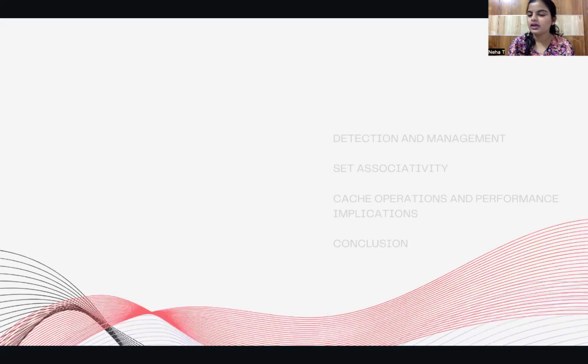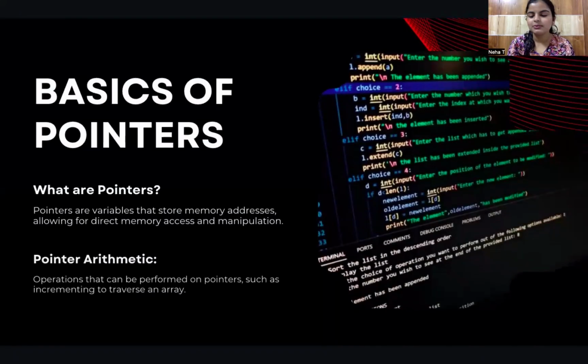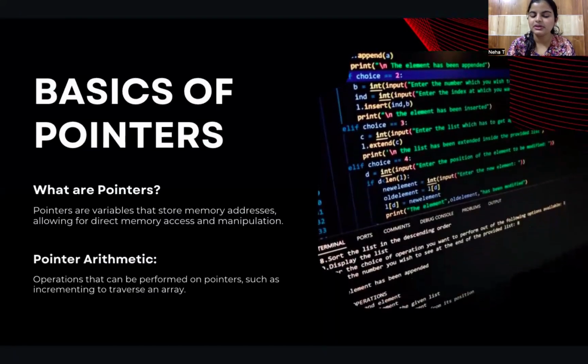So, what are pointers? Pointers are variables that store the memory address, allowing for direct memory access and manipulation. So basically, what is a variable? A variable stores a value. It is a named memory location, and the memory address of this variable is stored as a pointer. So basically, pointers are memory addresses. Pointers are also variables that store the memory address of a value.